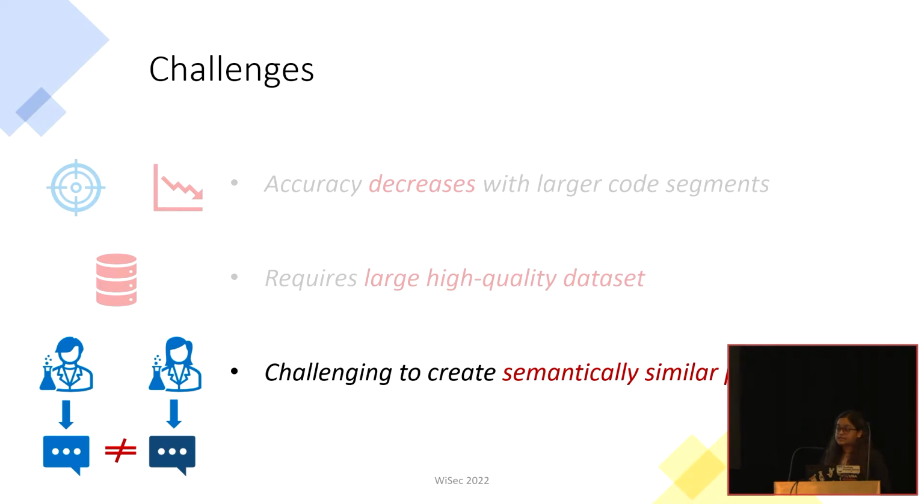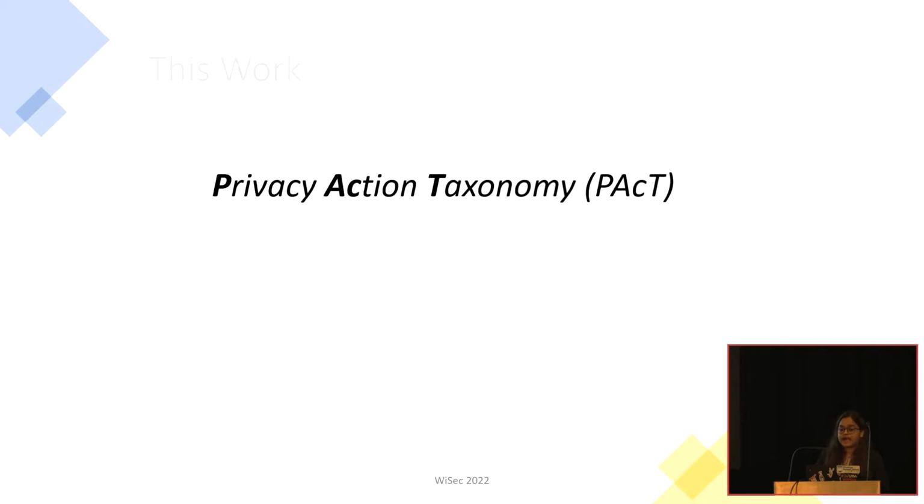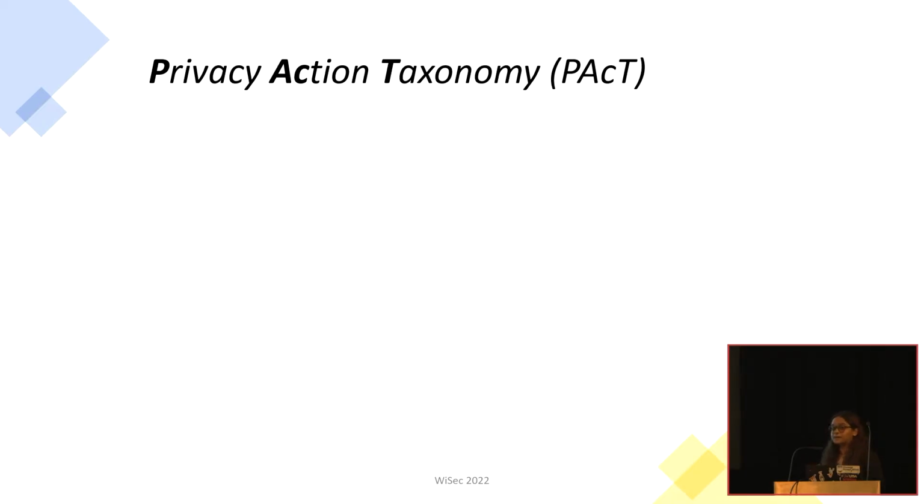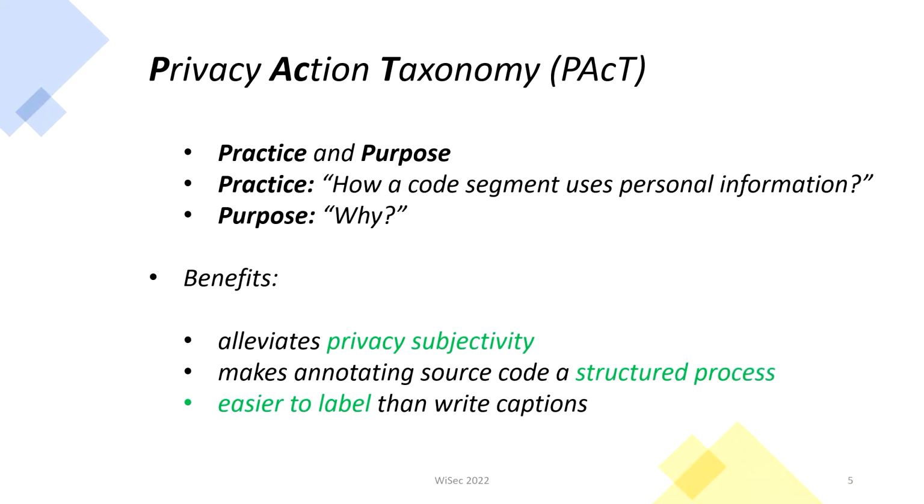To address these challenges, as well as maintaining consistency and providing traceability, in this work, we propose PAcT, or Privacy Action Taxonomy. PAcT aims at identifying the privacy behavior of a mobile application. In our work, we focused on Android-based mobile applications. The question can arise: what do we mean by privacy behavior? In this work, we consider the privacy behavior of a code segment to be the practice and purpose of using that information. By practice, I mean how a code segment uses your personal information, and by purpose, why the code segment is using this personal information.